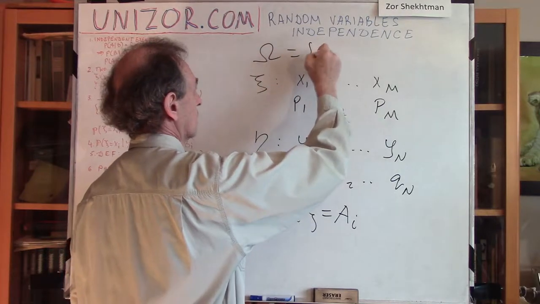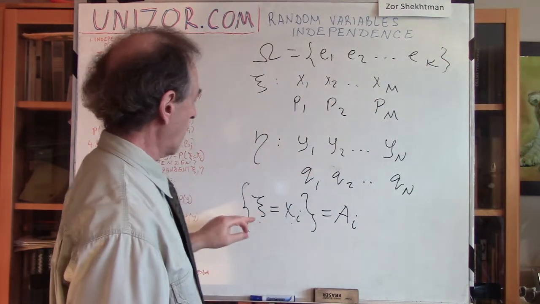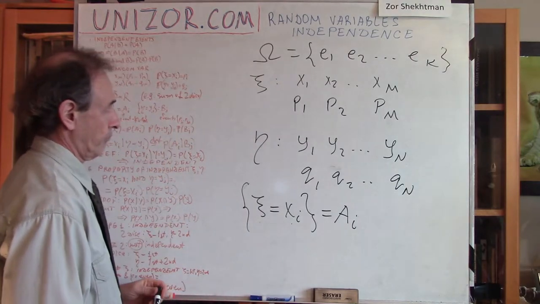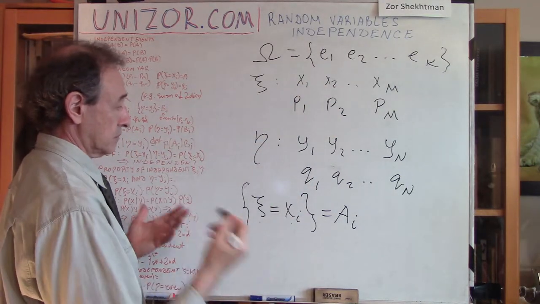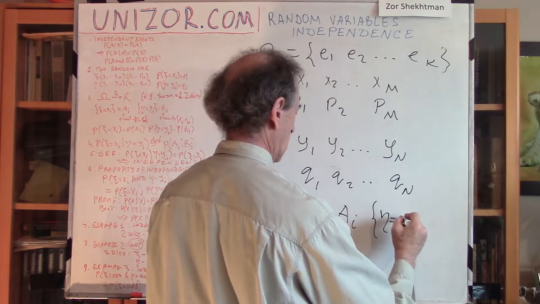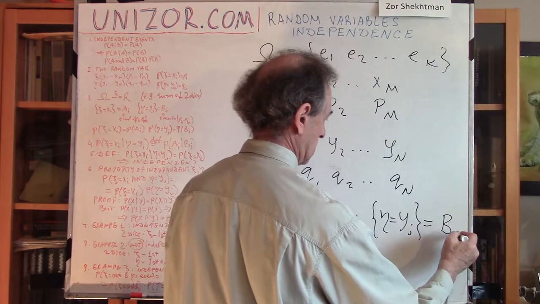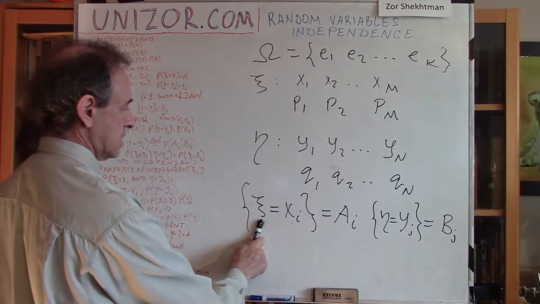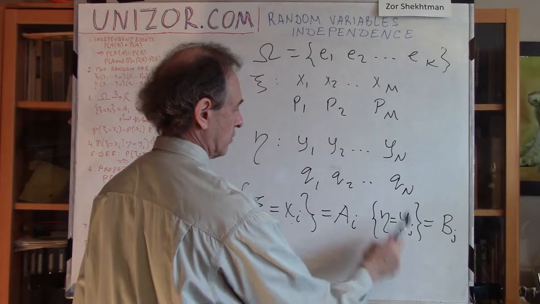If my omega is e1, e2, etc., ek, it's a combination of certain elementary events where our random variable xi takes one of these values, all right? And I do allow for multiple elementary events to be mapped to the same value. Now, similarly, I can talk about elementary events which combined together make my random variable eta equal to yj, and now let's call it Bj. So this is a set of elementary events on which xi is equal to xi, and this is the set of elementary events from the same omega where the random variable eta takes yj.